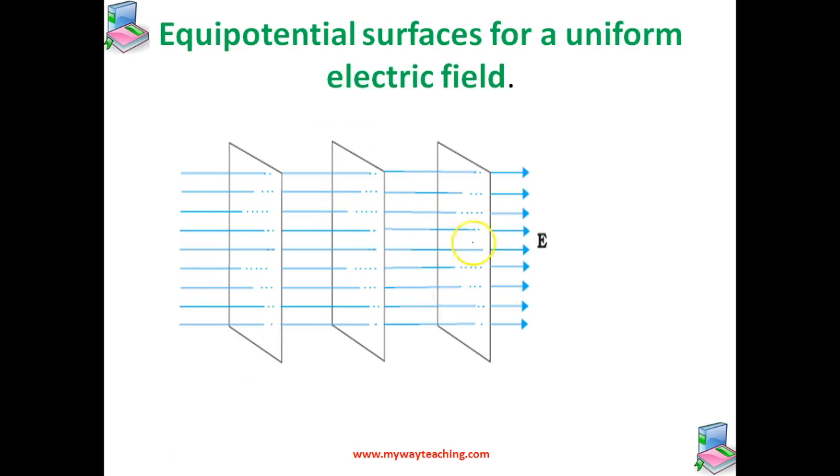So here the equipotential surfaces form a uniform electric field. You can see here.